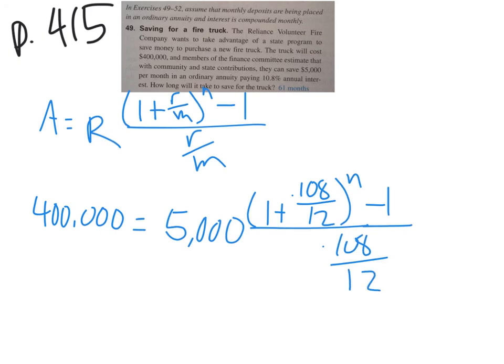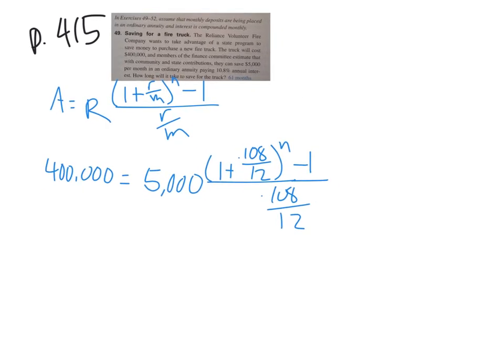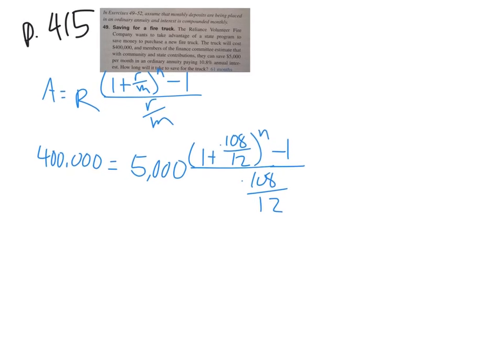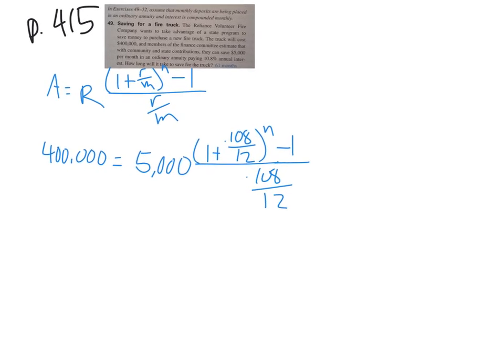This is where I would stop and throw everything into the TVM solver. But I do want to show you how to do this by hand, just so you can work it out on paper if you need to. What we're going to do is try to isolate the piece with the n in it. We can multiply both sides by this denominator. I'm warning you ahead of time, it's going to take some work, but bear with me. We're going to multiply both sides by 0.108 over 12.